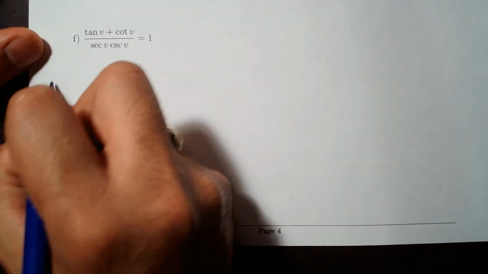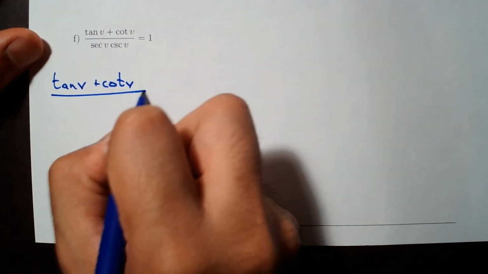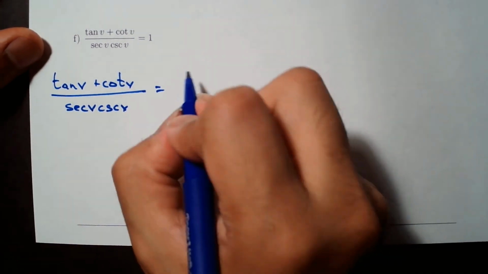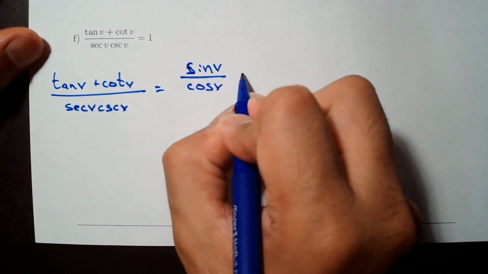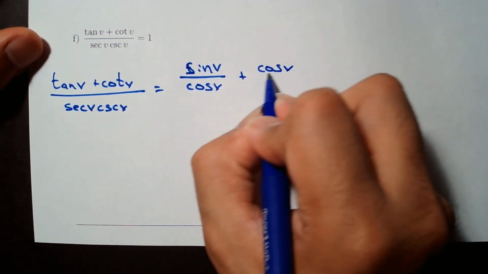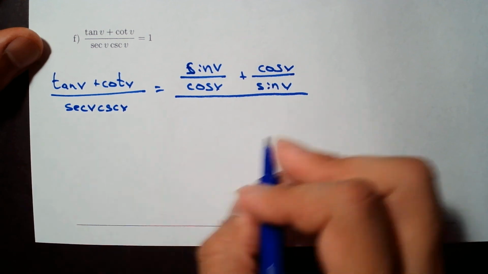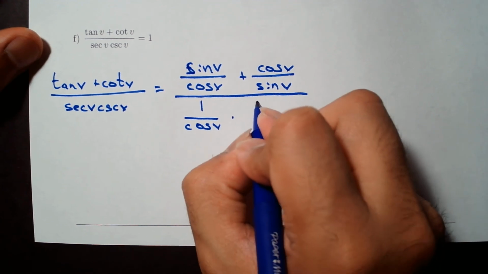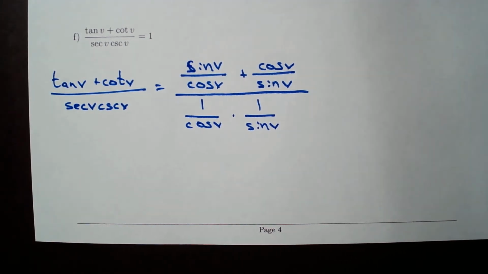Tangent theta plus cotangent theta divided by secant theta times cosecant theta. Tangent is the same as sine over cosine, plus cotangent, which is cosine over sine. The whole thing is divided by secant, which is 1 over cosine, times cosecant, which is 1 over sine. All right. What about this example? What about this expression?